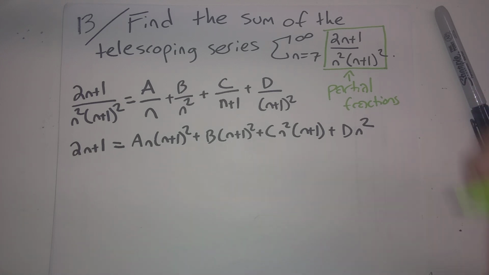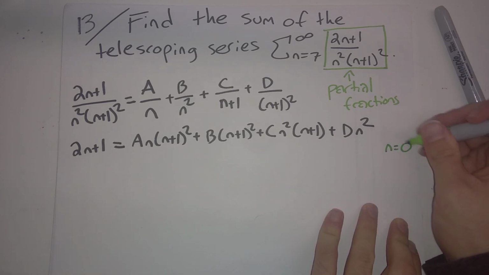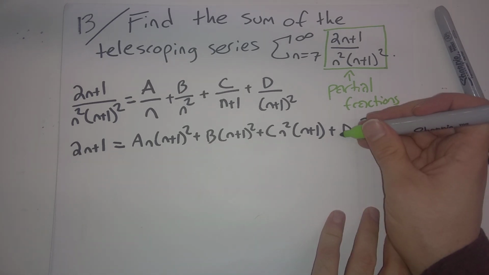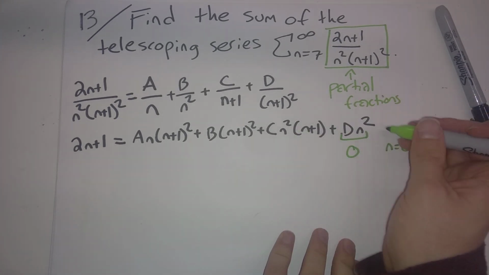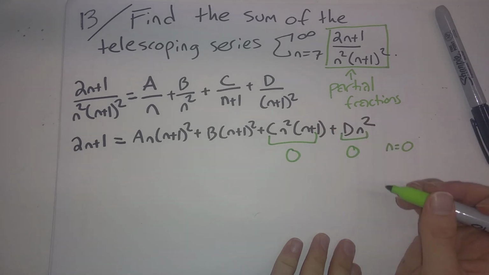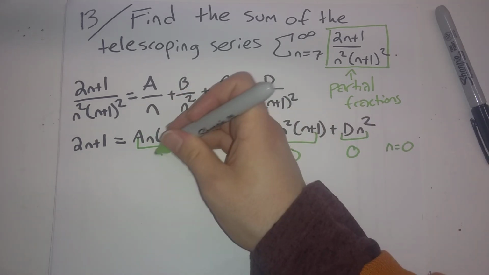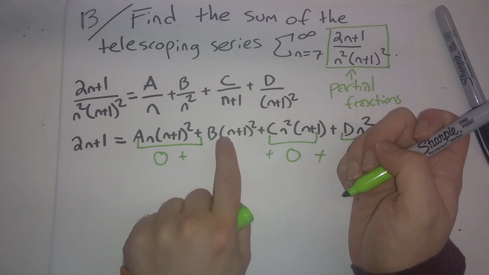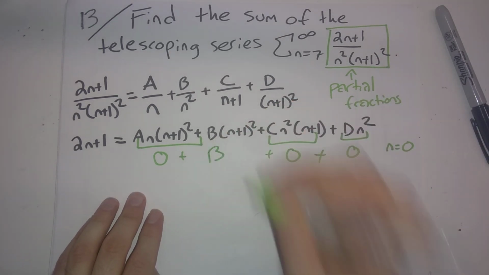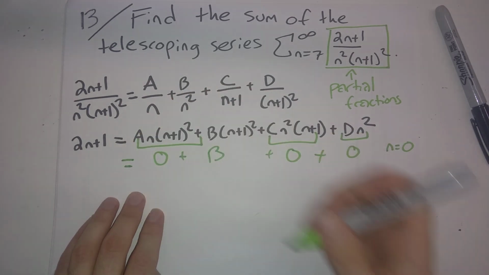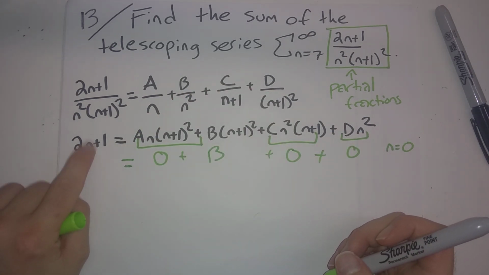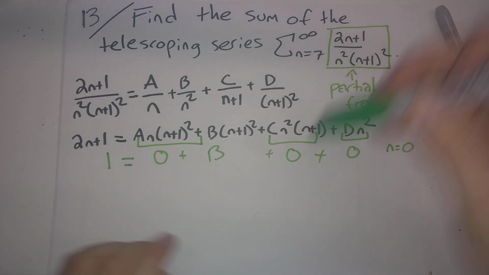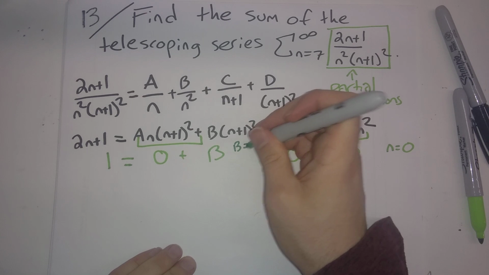If I plug in n = 0, I'm going to get three of these terms on the right to be 0. This will be 0 because there's an n squared, this will be 0 because there's an n squared, and this will be 0 because there's an n squared. And so the only thing left here will be B times 1 squared. So that's just B. And on the left, 2 times 0 plus 1 is 1. And so we conclude here that B is equal to 1.